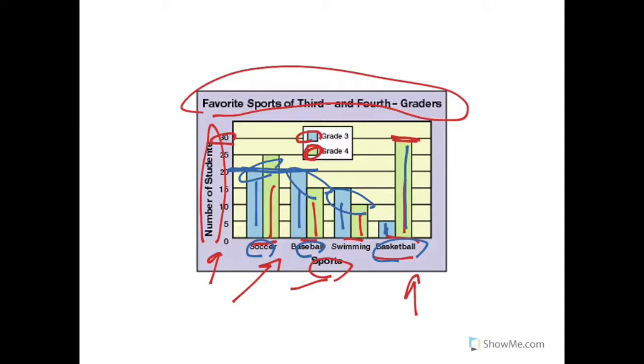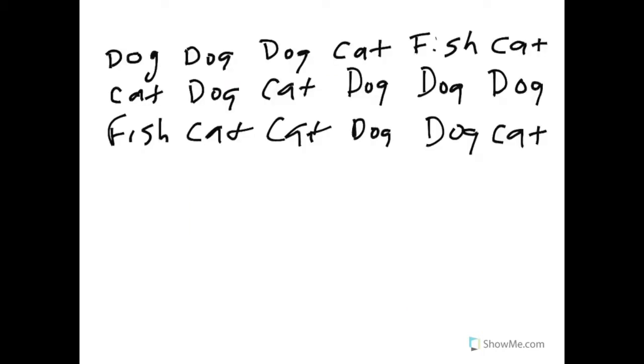Which sports do 4th graders like more than 3rd graders? Basketball has the higher green bar. Soccer has a higher green bar. And which sports do 3rd graders like more? Baseball and swimming both have higher blue bars. So that means more 3rd graders said that they like those sports than 4th graders.